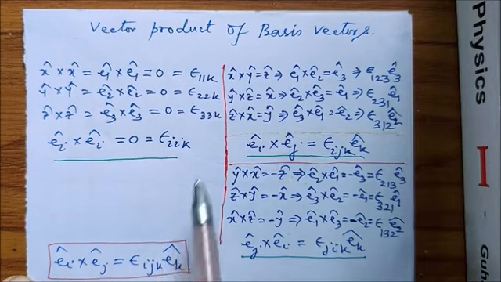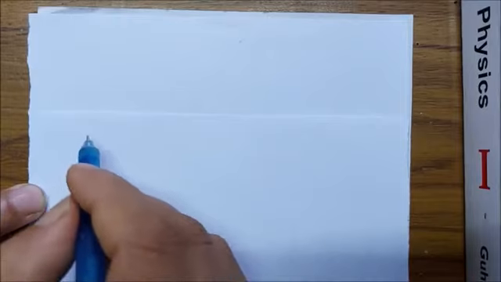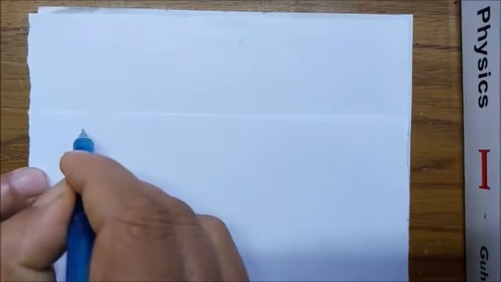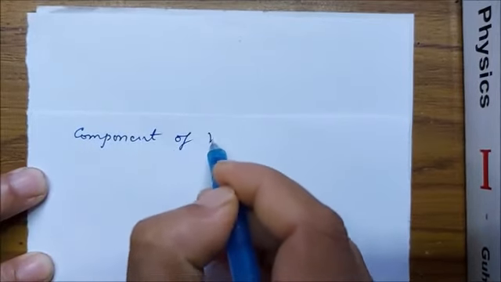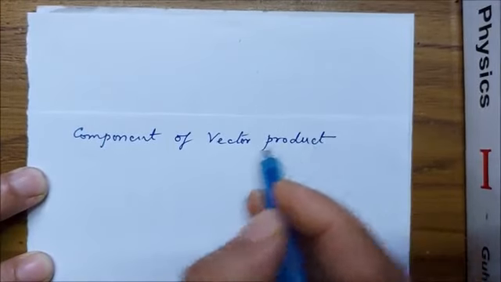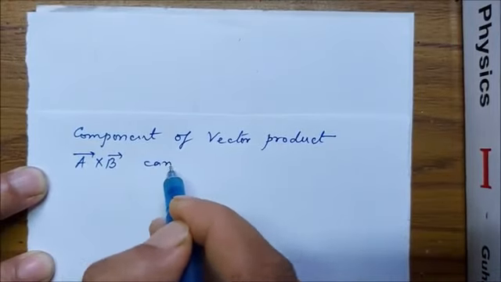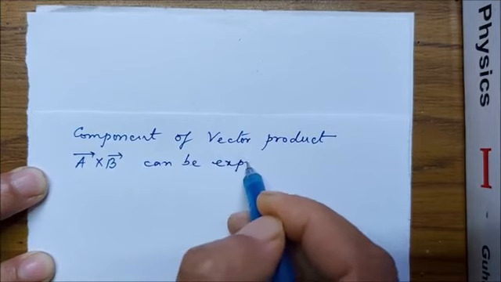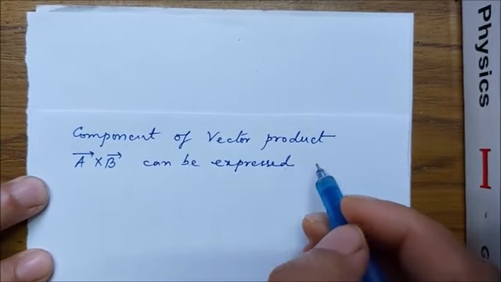So this is how the vector product of basis vectors can be expressed using Levi Civita symbol in a very short or compact notation. As next application, let us mention that the component of a vector product, say A cross B, can be expressed elegantly and in short using Levi Civita symbol.